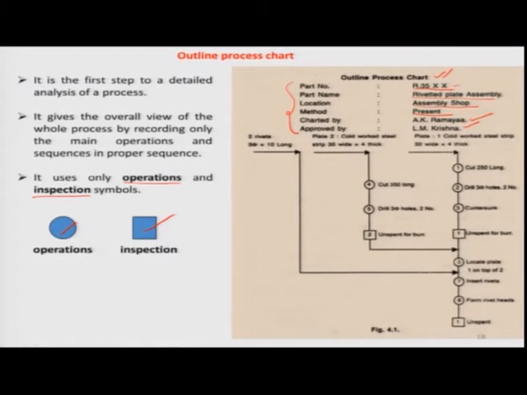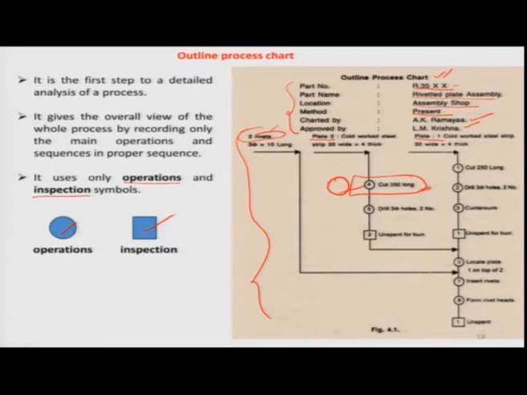Okay. So, we will focus on this part only. Here you can see there are two rivets of this size, and there are plate 1 and plate 2. What you will do is rivet both plates, so that there will be a rivet joint between the two plates. Both plates will be joined using rivets. So, for plate 2, first you will have to cut it to a specified length. Cutting is an operation, so that is why there is a circle.